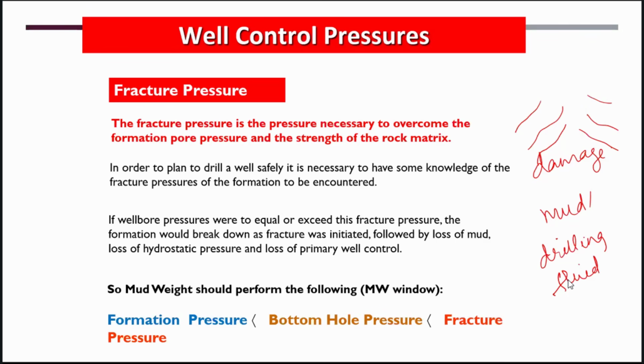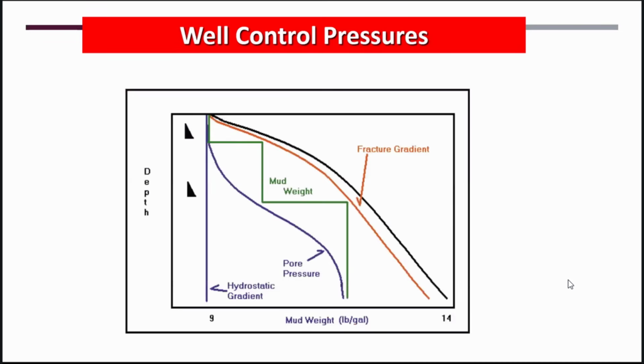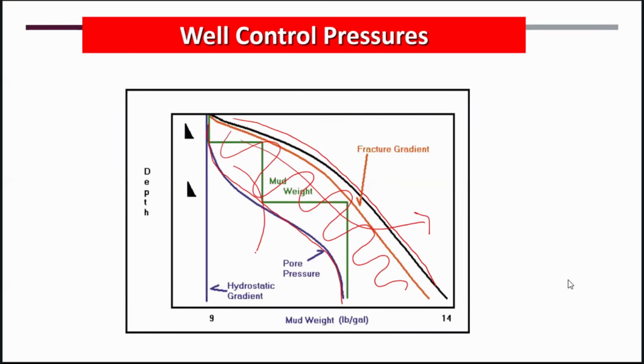So this window, I have already explained what this drilling window is. Your bottom hole pressure should always be greater than formation pressure, but it should be less than fracture pressure. This is the window. If this is your formation pressure and this black line is your fracture pressure, you should drill such that you always stay between this window. Then you are safe. If you go beyond here, your formation will frack. If you go this side, then you will have a kick. You will go underbalance.